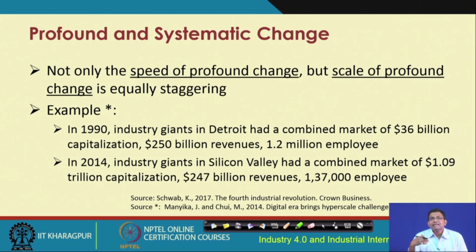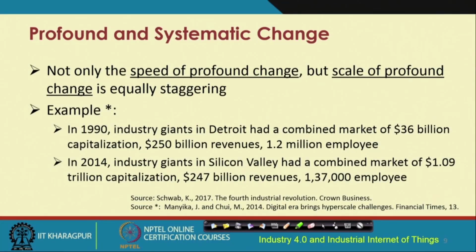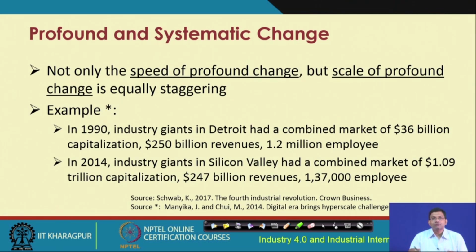So, you see that the capital has increased manifold. On the other hand, compared with the industry giants in the Detroit area in the 1990s, in Silicon Valley the number of employees was only 137,000. So, there is a drastic reduction in the manpower being used in the industries: from 1.2 million employees to 1.37 lakh employees. And on the other hand, capitalization has increased manifold. So, with a reduced workforce, we are able to increase the value of capitalization and growth of the industries, and consequently the revenue obtained from sales has also increased.